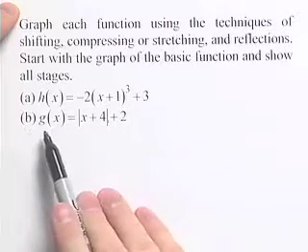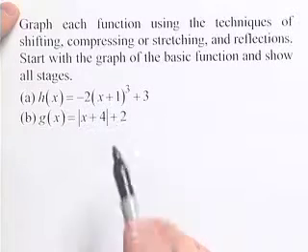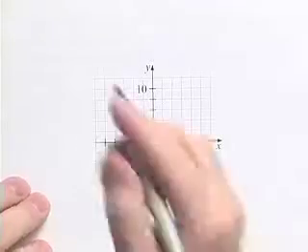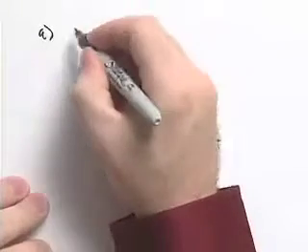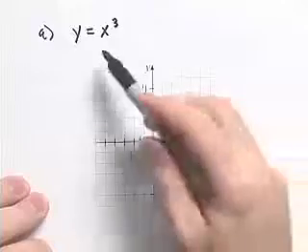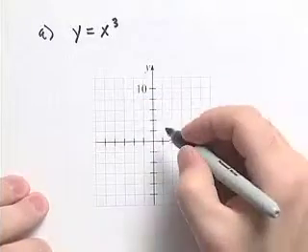And in the second part, we want to graph g of x equals the absolute value of x plus 4, plus 2. We're going to begin with part A. In part A, our base function will be the cube function, y equals x cubed. So we're going to go ahead and graph by hand this basic function. I'm just going to plot a couple of points.